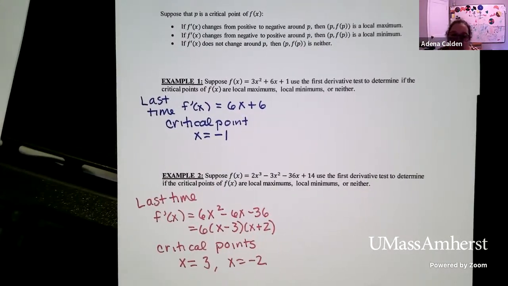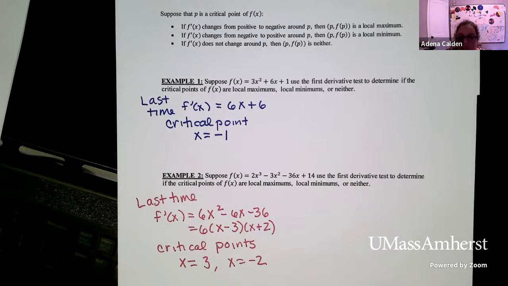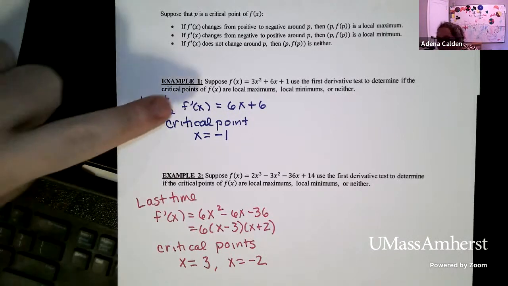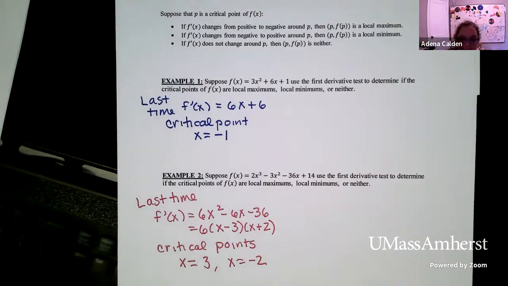Okay, so the first one is 3x squared plus 6x plus 1. We want to use this first derivative test to classify our critical point. So as a reminder, we found the first derivative and then set that equal to 0. That's how we got that critical point. There's one critical point at x equals -1. So we're going to set up a number line for the first derivative here, and the point we're going to put on it is -1. So we'll have to test something to the left and to the right to see how it changes.